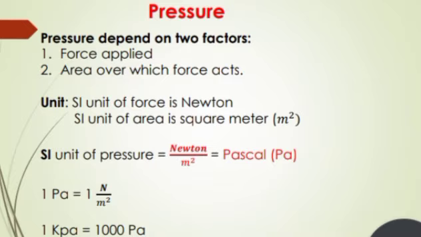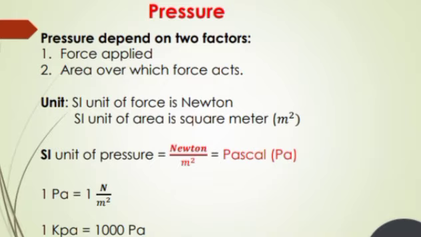So from the above discussion we can conclude that pressure depends on two factors. Number one, force applied, and number two, area over which the force acts. It means if we increase or decrease the amount of force, automatically pressure will be increased or decreased, or the same force can produce different pressures depending on the area over which it acts.